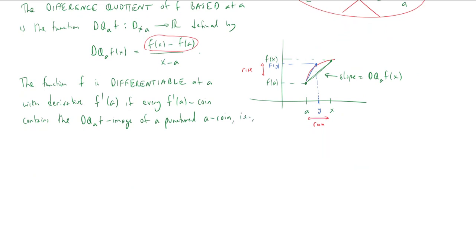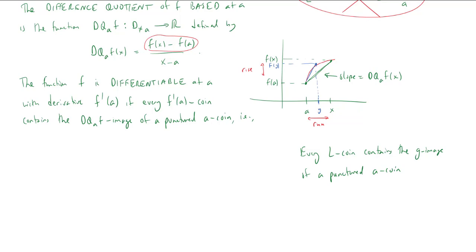So, we've actually already seen before what it means if I have some function, maybe I just call this g for a moment, where I knew that every g coin contained the, or sorry, this would be a limit L. So if every L coin contained, and here to be my g, the g image of a punctured a coin. Okay, so let's write that down. So if every L coin contains the g image of a punctured a coin.